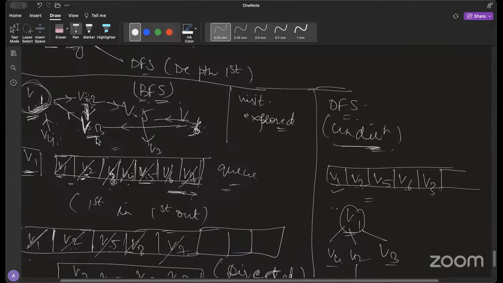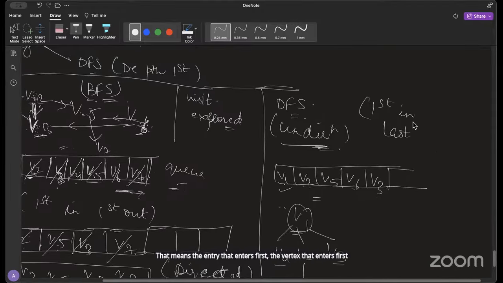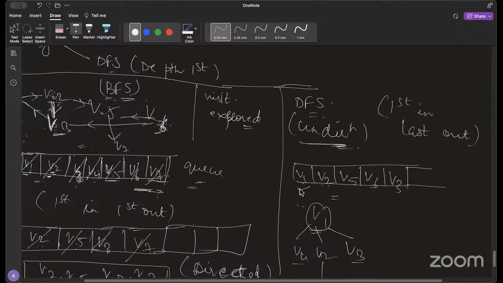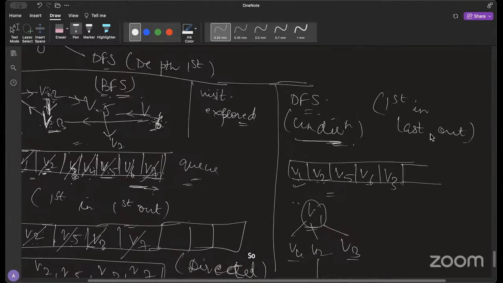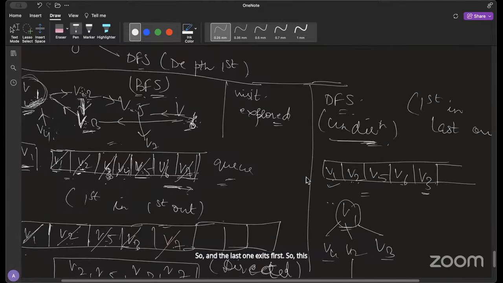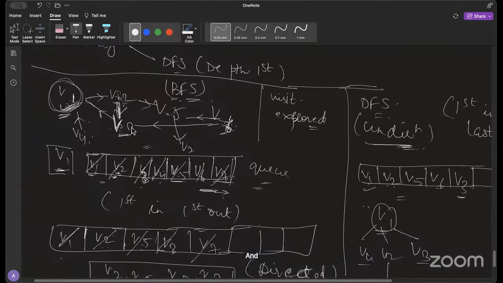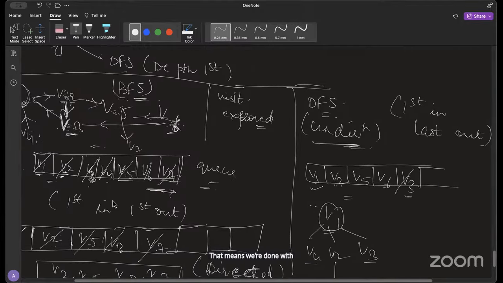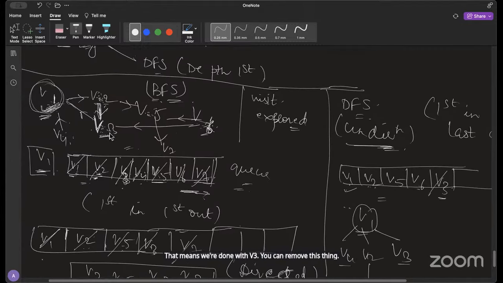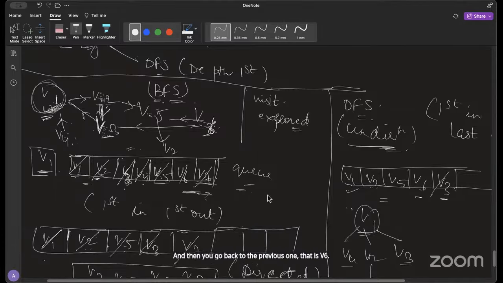Then you start tracing back from V3. And this is first in, last out. That means the vertex that enters first leaves last. So you have V1 here, right? And the last one exits first. So this is the last one, and this will exit. You go from this to this, then this, then this, then this. You're following the depth. And then after V3, you don't have anything to visit. That means we're done with V3. You can remove this and then you go back to the previous one, that is V6. That's why we have this stack here.